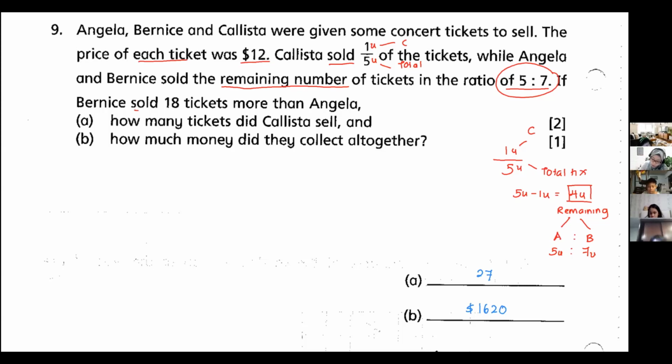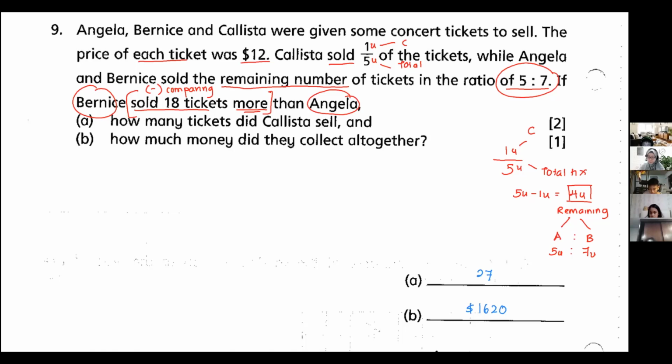If Bernice sold 18 more tickets, so this is a comparison between Bernice and Angela. When I am comparing them, this will be a minus, which means in the end, I'm going to minus Bernice and Angela together to find the unit to represent the 18 tickets between them. Okay? I have all this information. What am I going to do?